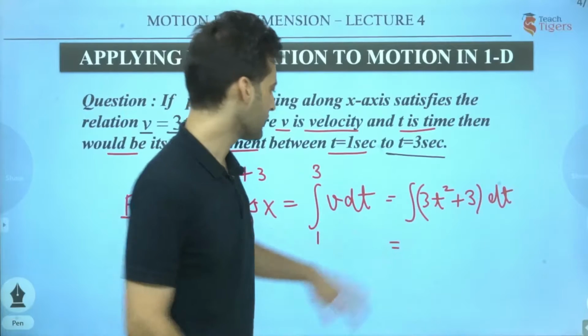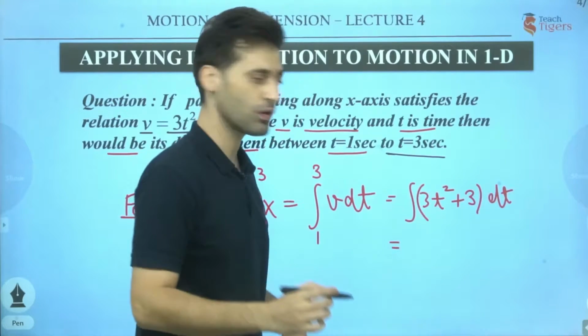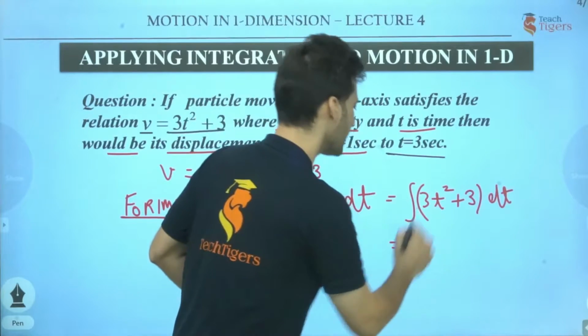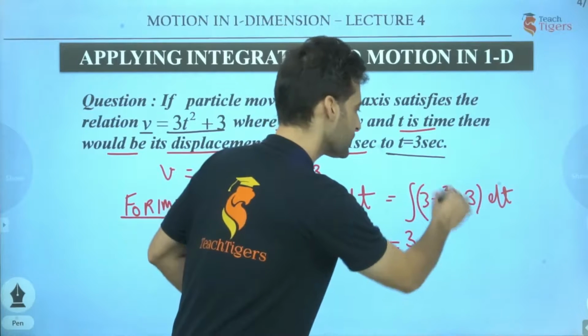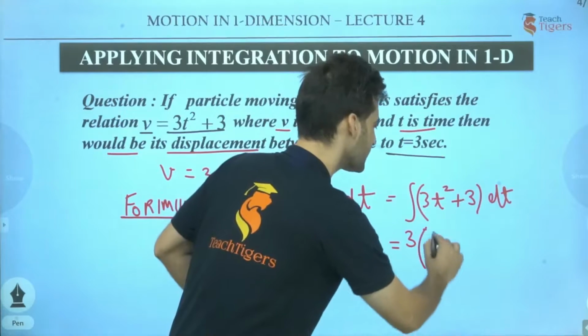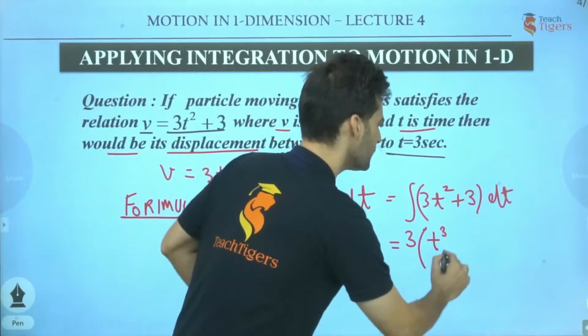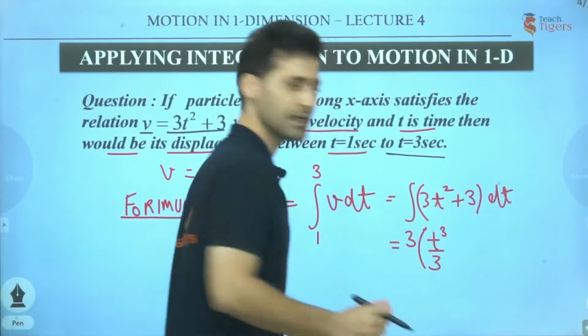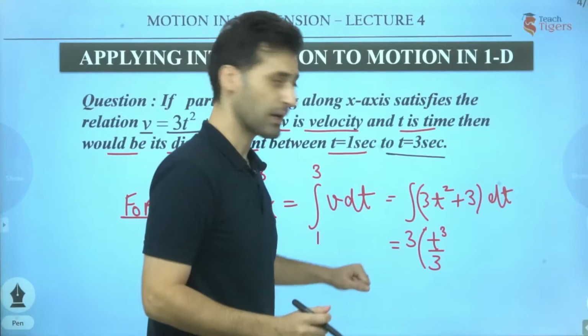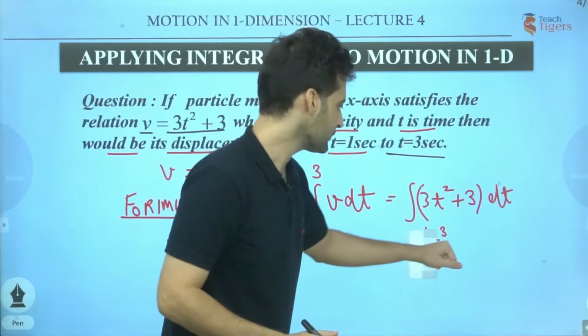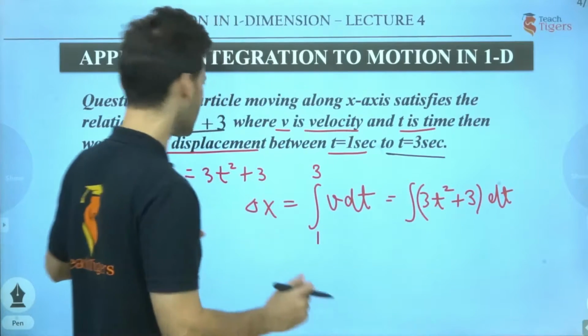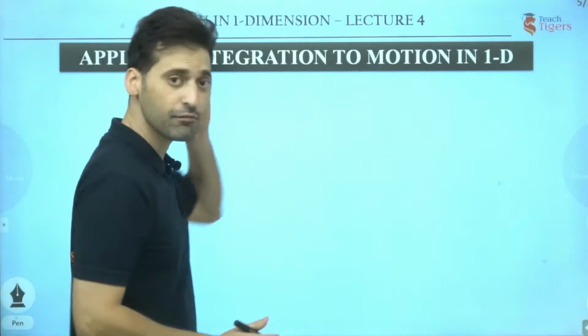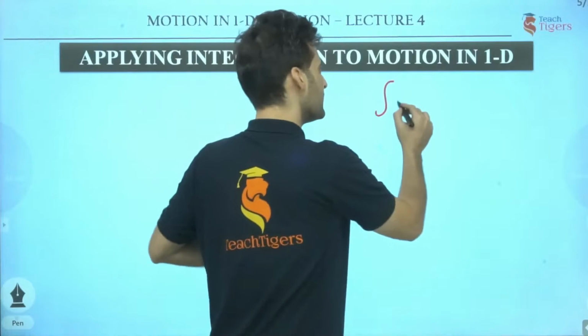Now remember your integration formulas, how you used to solve it. 3 I can take common. Integration of t square becomes how much? It becomes t cube by 3. Now how did I get it? Some of you might be confused here. Don't get confused. You use a very simple formula over here. Let me tell you which formula I have applied. The formula is this one.